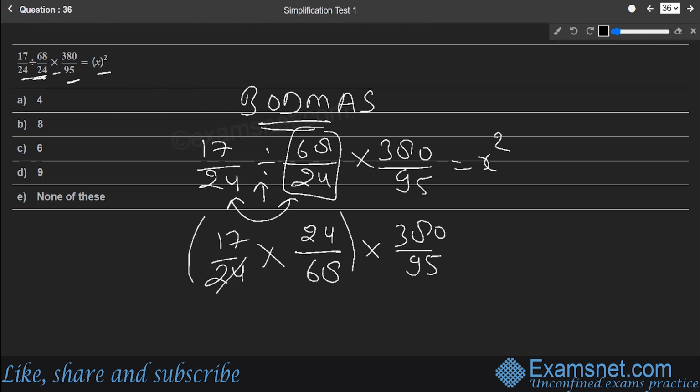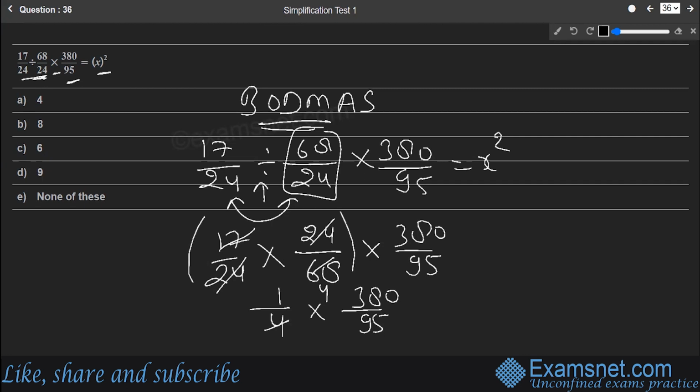If you try to solve this, see, things are getting cut. 24 and 24 get cancelled out. 17 can cut by 4, 17 fours are 68. So ultimately this is 1 by 4 into the next number, 380 by 95. Okay, this is what you are left with: 1 by 4 into 380 by 95.